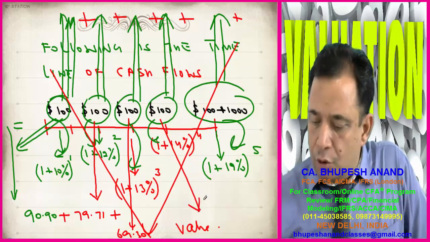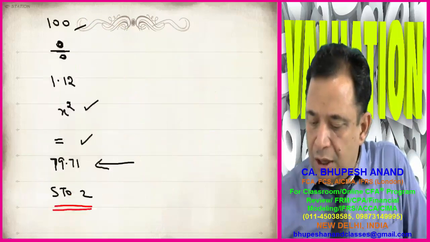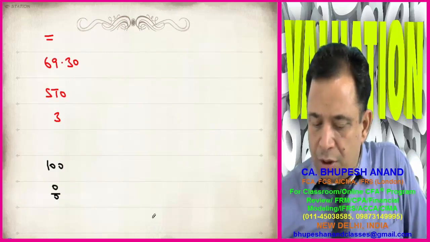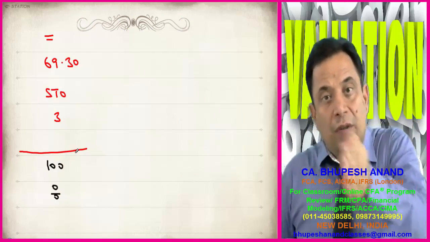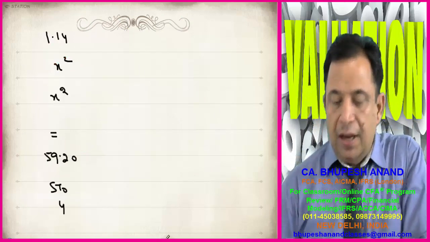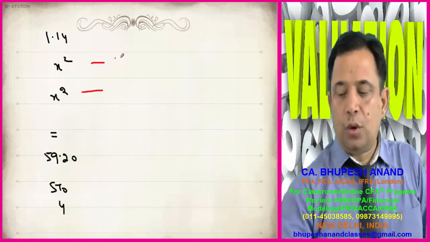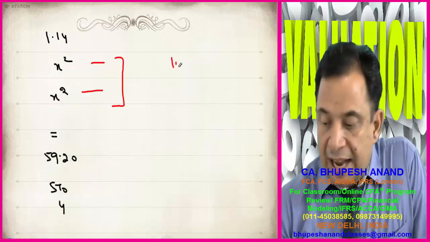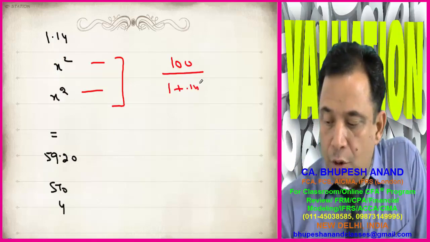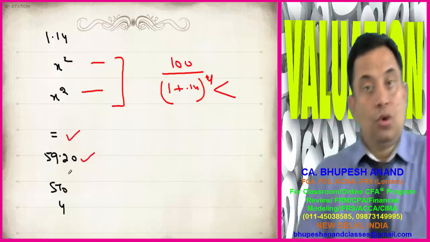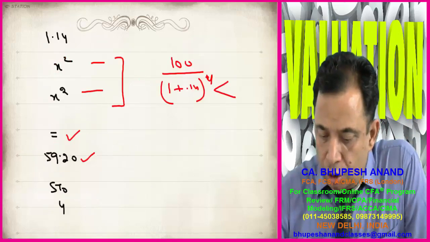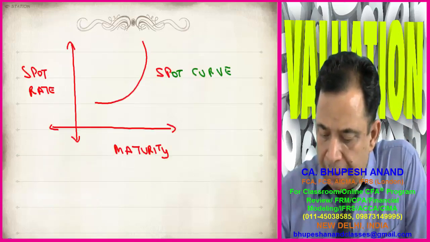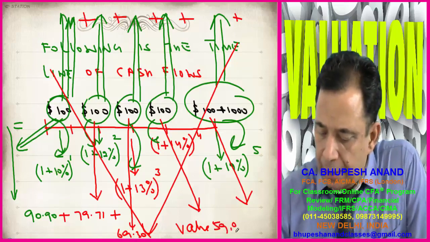Now I will be calculating for the fourth year and then for the fifth year. Now just see, 69.30. Again I will be doing it for the fourth year, because it is 4, so I can use the function of x square. So 100 divided by 1.14, x square 2 times, because this is for the fourth year. That is 59.20, and I have saved it in STO4, the fourth slot.